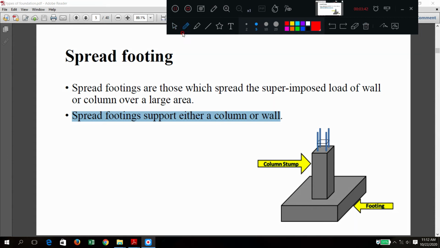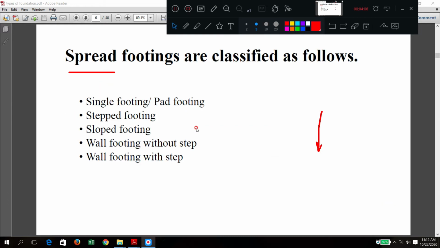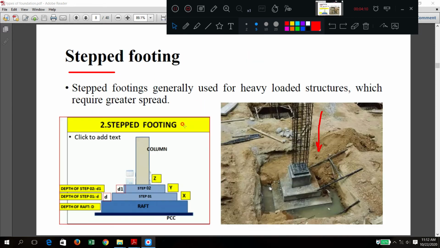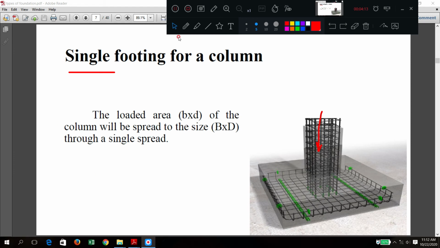Here a typical spread footing for a column is shown. The meaning of the word spread is that whatever load comes from the column is transferred to a larger area, spreading the load over a larger area. That is why we call it a spread footing. Now in spread, let us see the single footing. Like this diagram, you will easily understand.